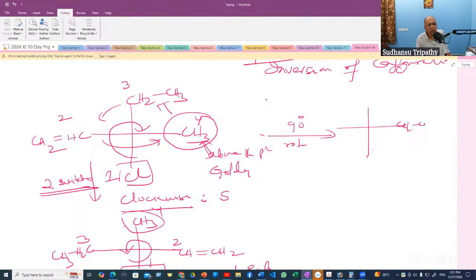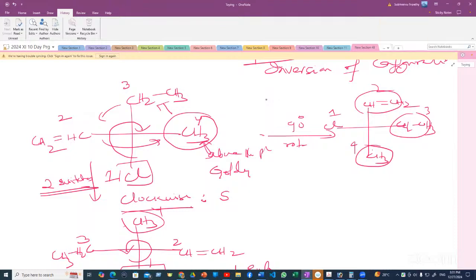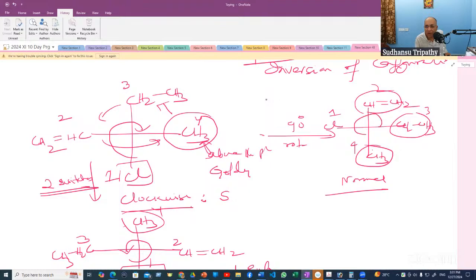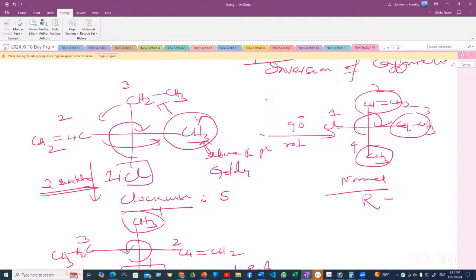Clockwise or anticlockwise. Ethyl came here, methyl went down, chlorine went here, and then vinyl went here. Then number 1, number 2, number 3, number 4, and here which rule you will apply, Omkar? So normal rule. Normal. Then number 1 to 2 to 3 clockwise, so this is R. Is it not inversion of configuration, Miss Tripathi? Yes, sir.